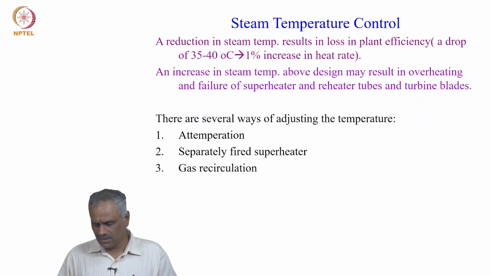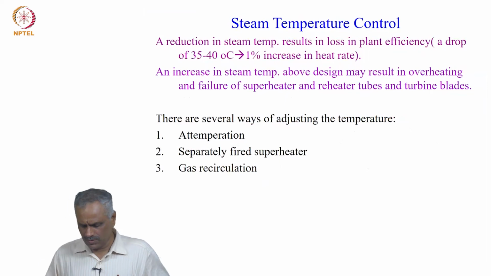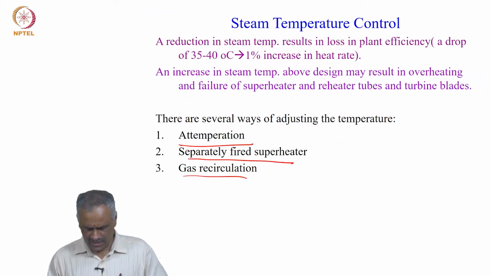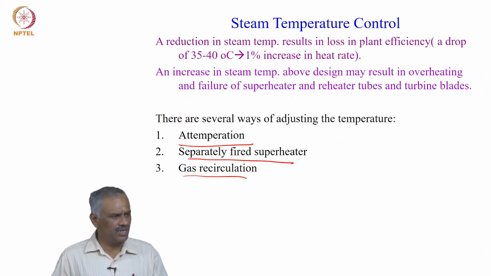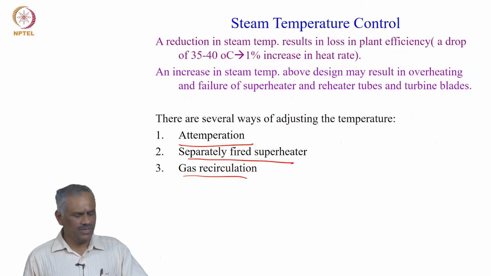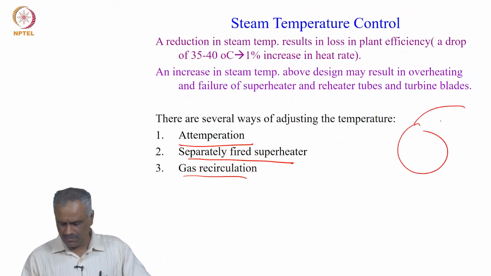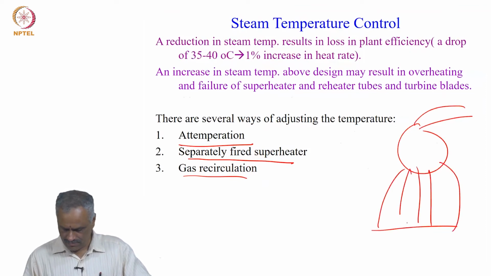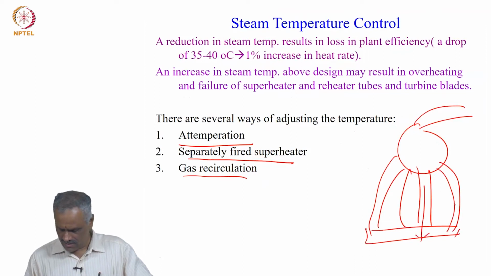The next thing is how to reduce the steam temperature. This is done by attemperation, a separately fired superheater, or gas recirculation. Just now I mentioned gas recirculation. What happens is, how do we control the temperature of the steam from the steam drum? These are the risers, this is a downcomer.